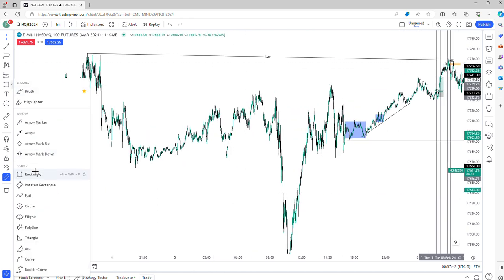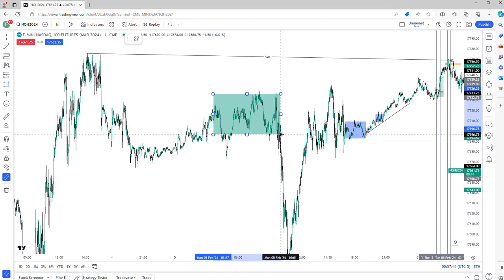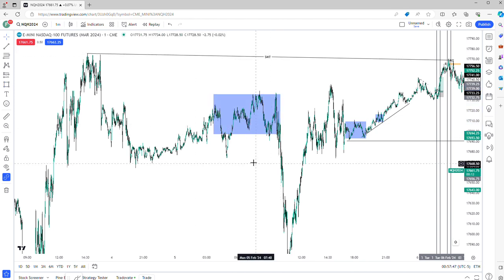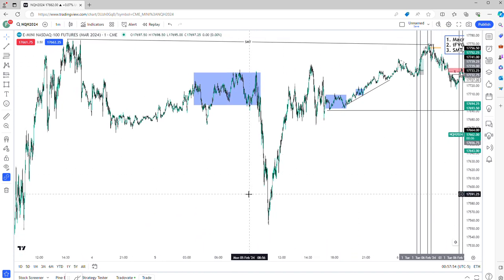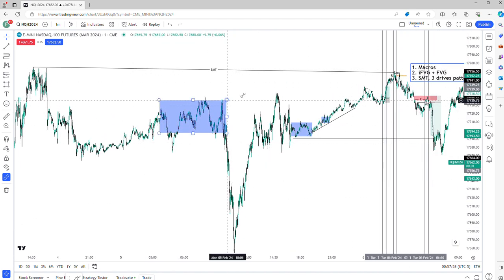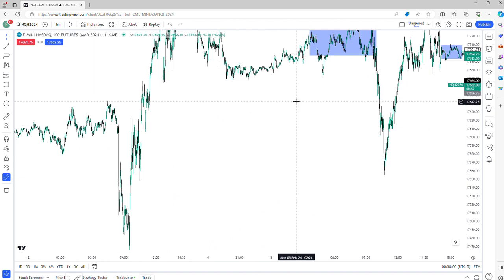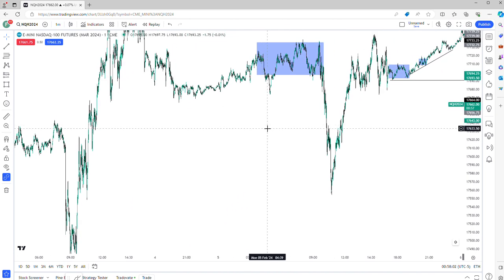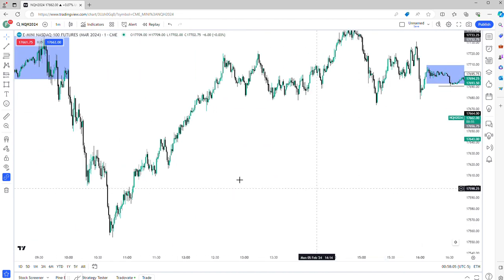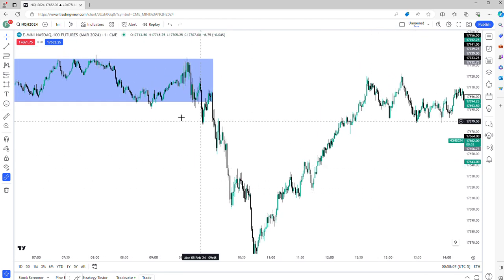Now, here's what I see. This is technically an accumulation area. We're stuck in a range here. This is also an accumulation area, but look at this. It's kind of like the power of three. You've got accumulation, manipulation, and then you've got distribution, all on a larger scale. So that's quite interesting. But here's what I wanted to point your attention to, right? Using macros again, use macros to your advantage.